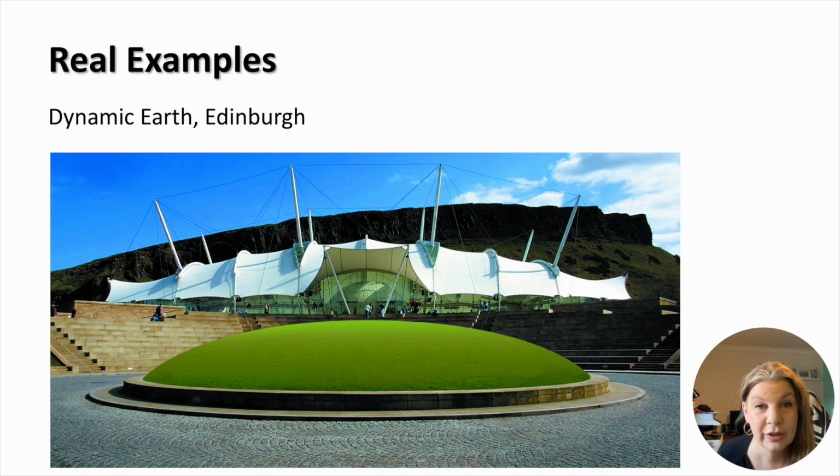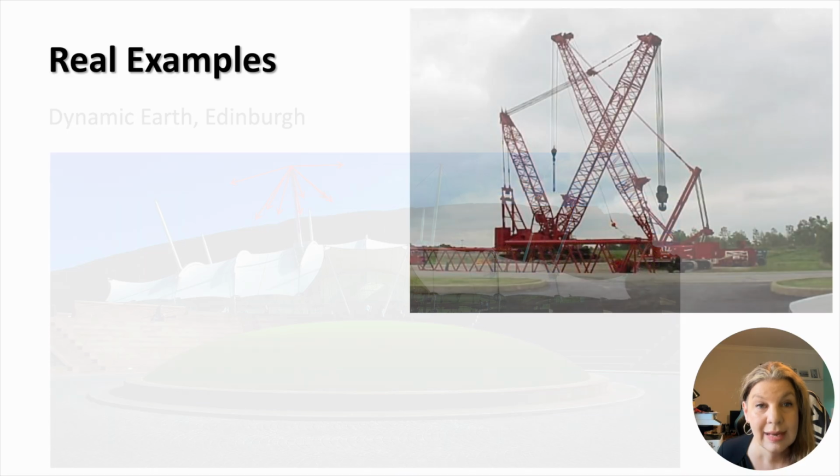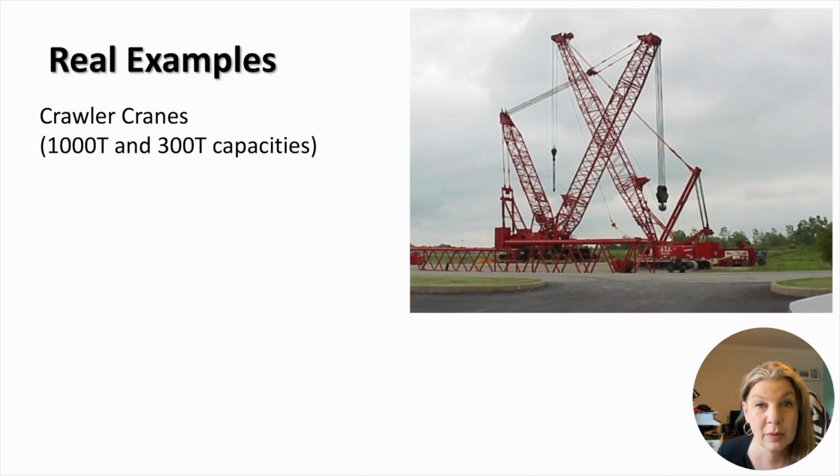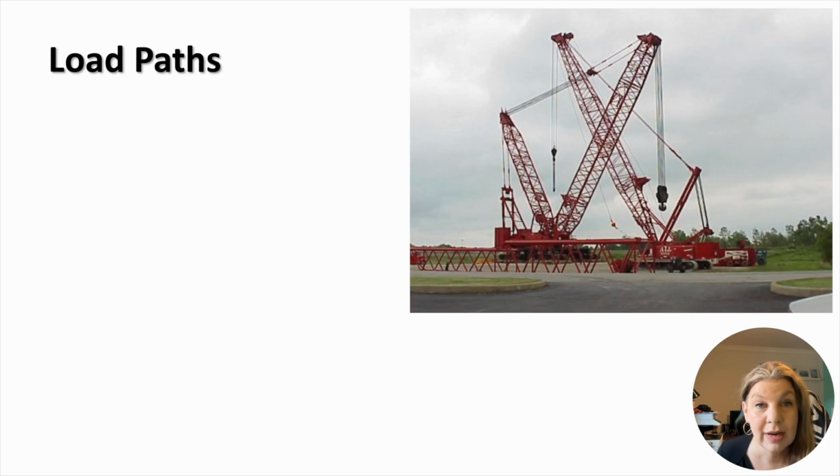This is the Dynamic Earth in Edinburgh. This fabric canopy is supported through several concurrent systems of forces. Here you can see one of them. Now we're going to look at a crawler crane in more detail. To understand how this crane lifts loads, we need to find how forces go through its structure. In other words, we need to find the load path.